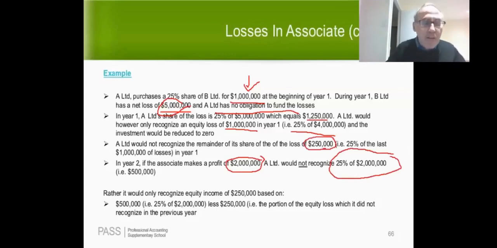So what would happen in year two is the following. We would take 25% of $2 million, which is $500,000. We would net off the $250,000, which is the cumulative amount of equity loss that was never recognized. In this case, it's only 1 year's worth. But if it was more than 1 year's worth, we would net off the cumulative amount of equity loss never recognized. And the amount that A would get to recognize in year two would be $500,000 minus $250,000. A would only get to recognize $250,000. A would only recognize the current year's equity income minus any equity losses that were not recognized because of this rule.